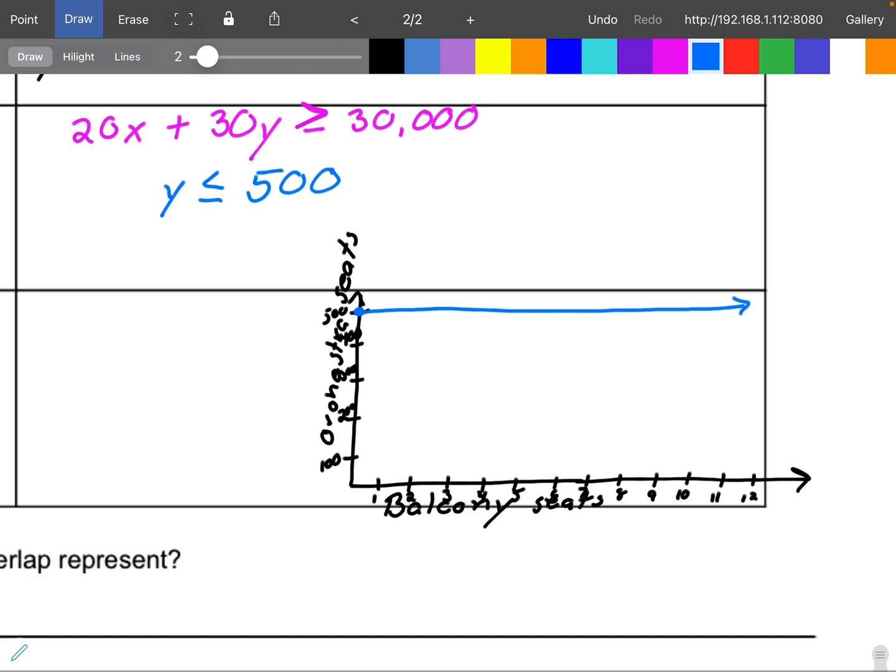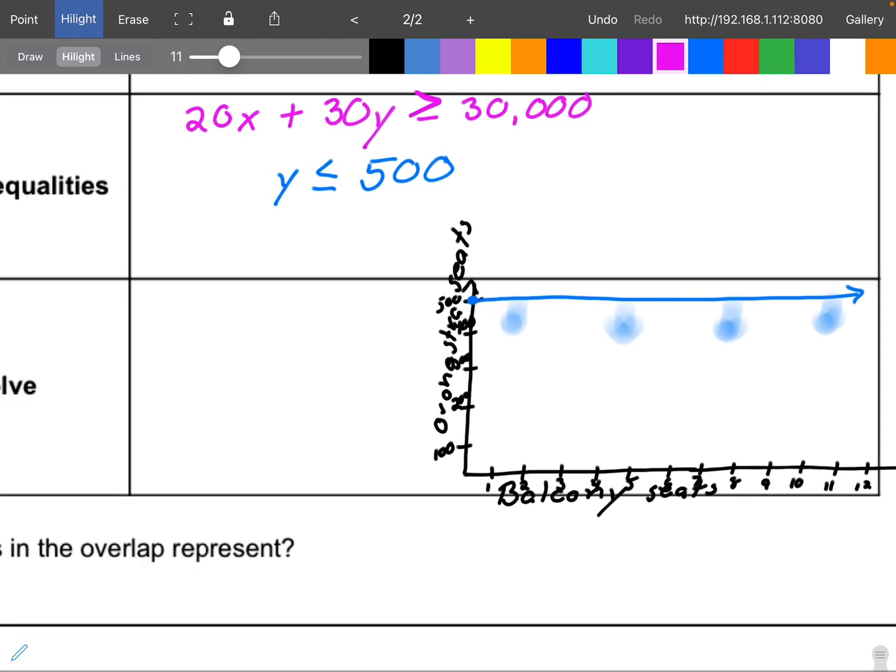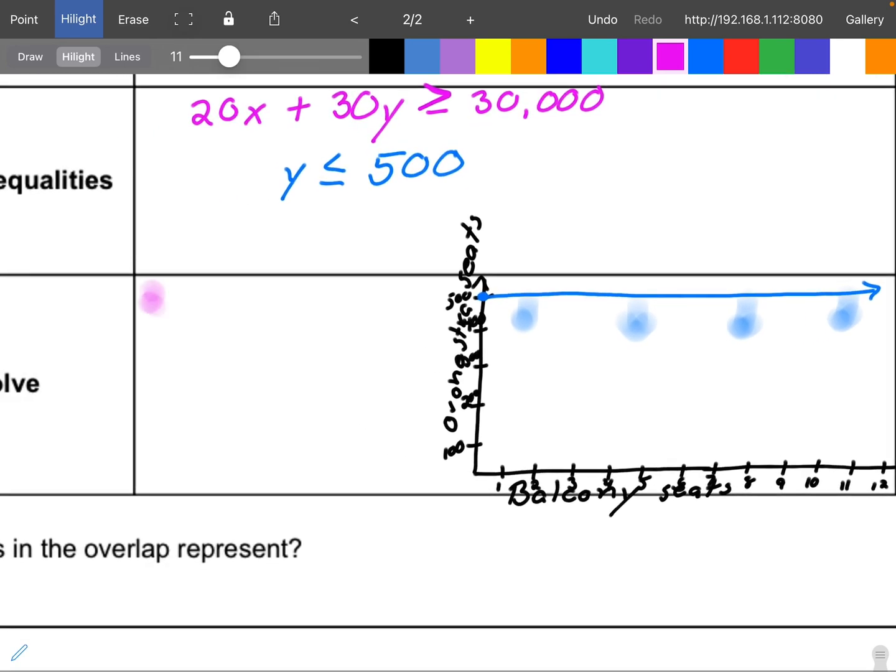And then that's going to be my y's. Now I know that y has to be smaller than that, so that means I know for sure that I'm going to be shading below that. Now we need to do our pink one to figure out where we're going to have to shade our overlap. So if we take our pink equation and we want to get y by itself.